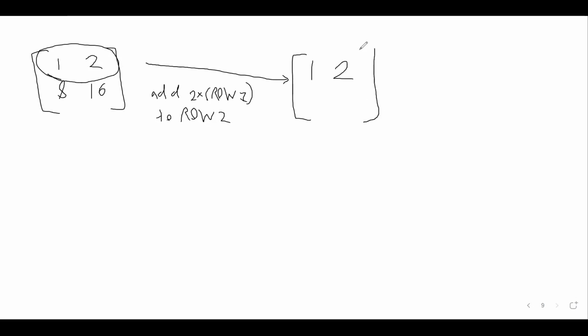It's still going to be 1, 2. I'm going to take 2 times that row and add it to row 2. And so I add corresponding entries. So 2 times the 1 is 2, and I add it to 8 and I get 10. So first see how I get that 10. I'm taking 2 times that 1 and adding it to the 8. So it's 2 plus 8, which is 10. Now I'm taking 2 times the 2 in that row also. So that's 4. And 4 plus 16 is 20.